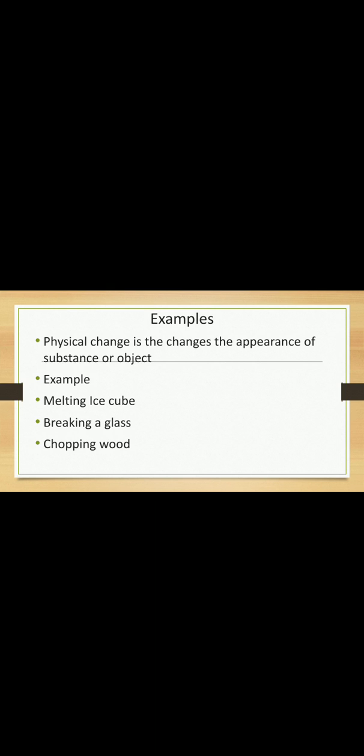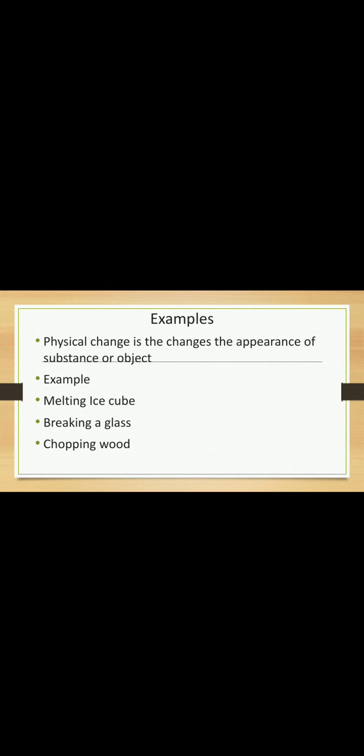The second example is the breaking of a glass. We all know about glass. When we break the glass, it converts into pieces. In both cases, the material remains the same. There is no formation of a new substance. There is only a change in the appearance of an object. In the first case, there is a proper glass, but in the second case, the glass converts into small pieces.